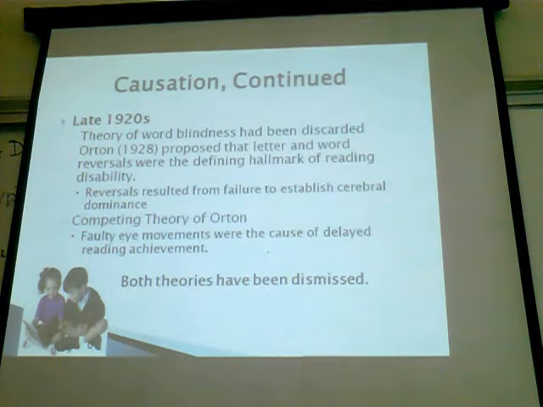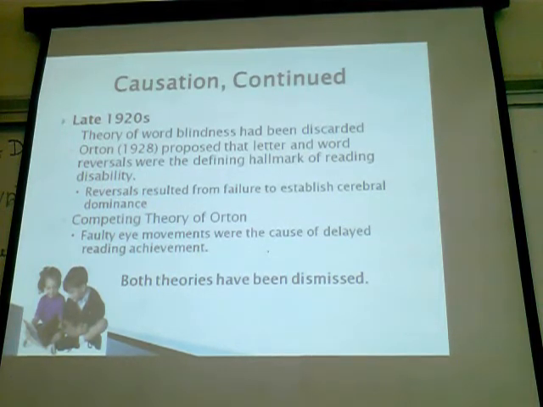By the late 1920s, the theory of word blindness had been discarded, and Orton proposed that letter and word reversals were the defining hallmark of reading disability. Reversals resulted from failure to establish cerebral dominance. There was also a competing theory of Orton, which said that faulty eye movements were the cause of delayed reading achievement. Both of these theories have been dismissed.